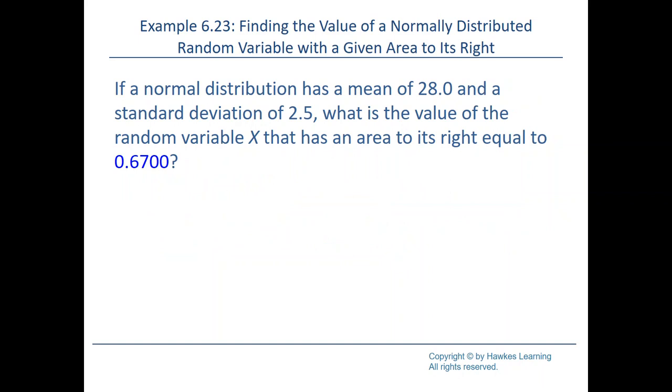So if a normal distribution has a mean of 28 and a standard deviation of 2.5, and the value for the random variable, the area to the right, is equal to 0.67, let's start off by reminding ourselves that we're going to have to do these in reverse. Taking a peek here, what do they give me? They gave me the area to the right is equal to this. We're wanting to know what the random variable x is. They gave me a mean and a standard deviation, and they told me that it was a normal distribution.